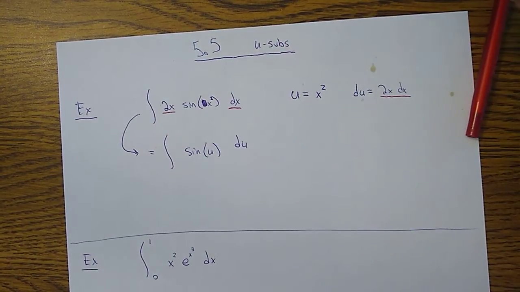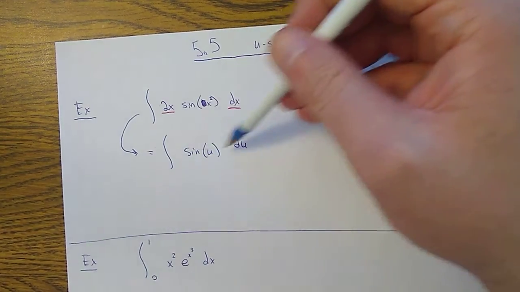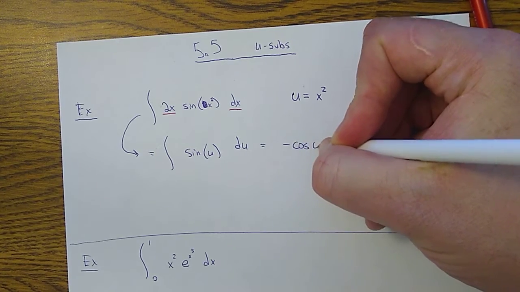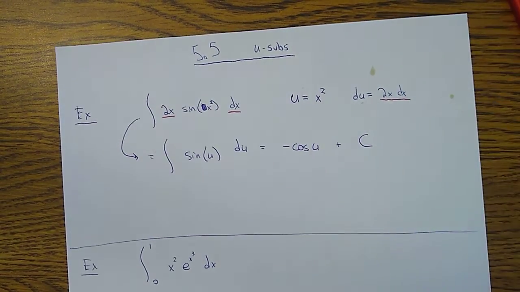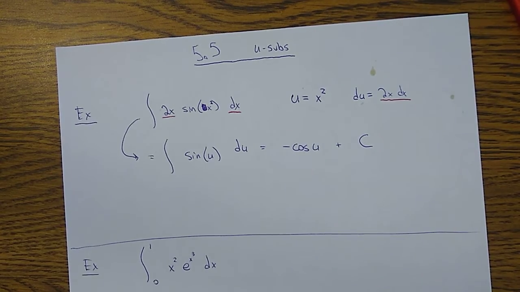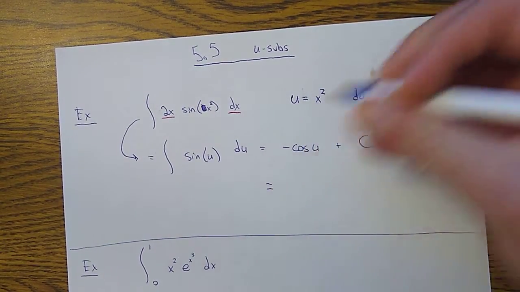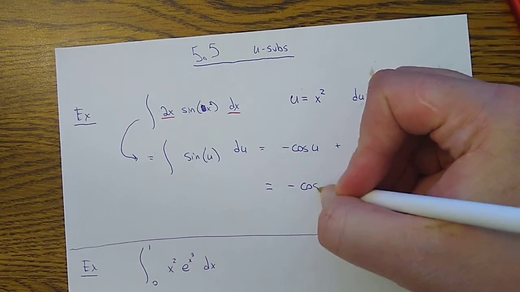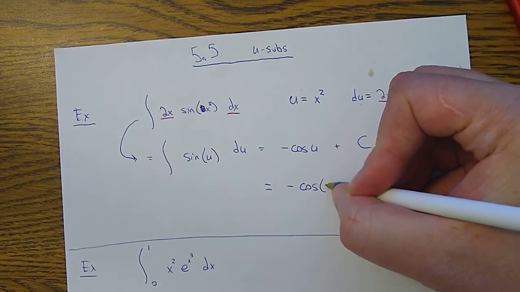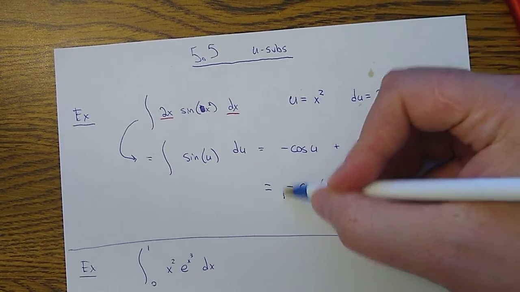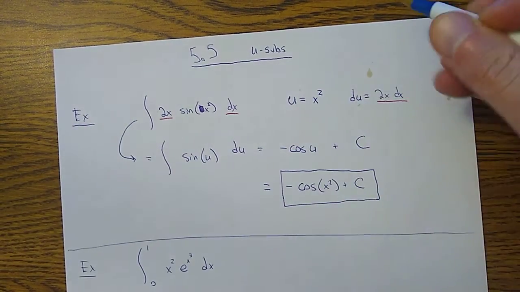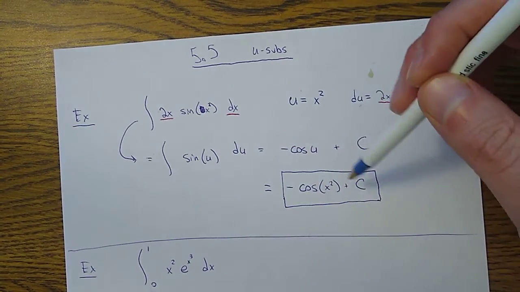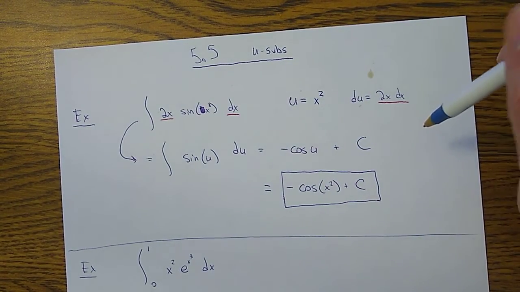And now this is just an antiderivative with respect to u, and this is on the list. The antiderivative of sine is negative cosine. And I should put plus a constant c. Right, and then in the end, since my original integral was in terms of x, I would like to put my final answer in terms of x. And that just means I'm replacing u with x squared again. So there I was able to do the antiderivative of something that was not on my list, and I was able to do it with a u substitution.